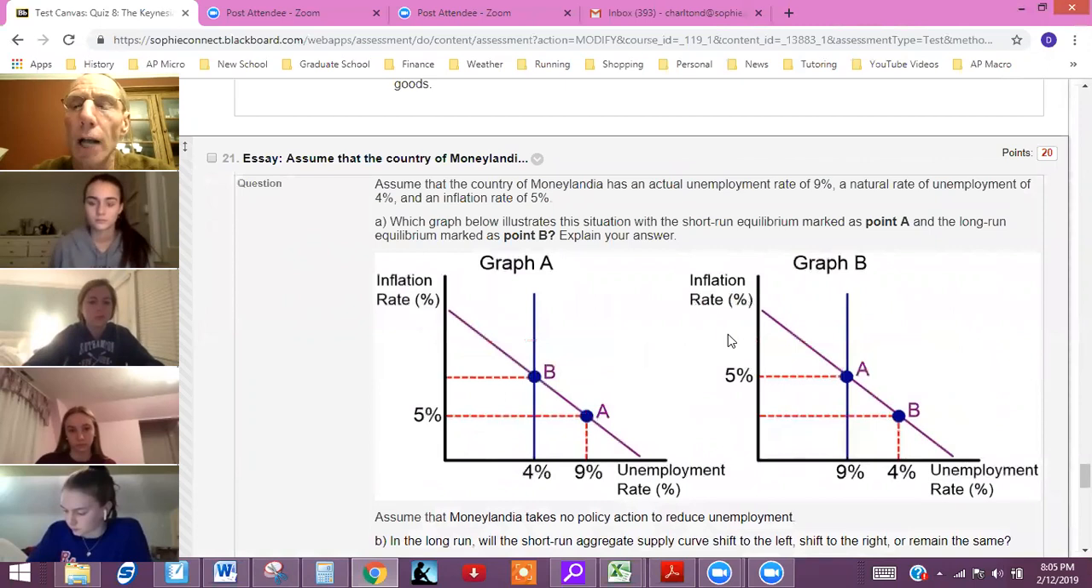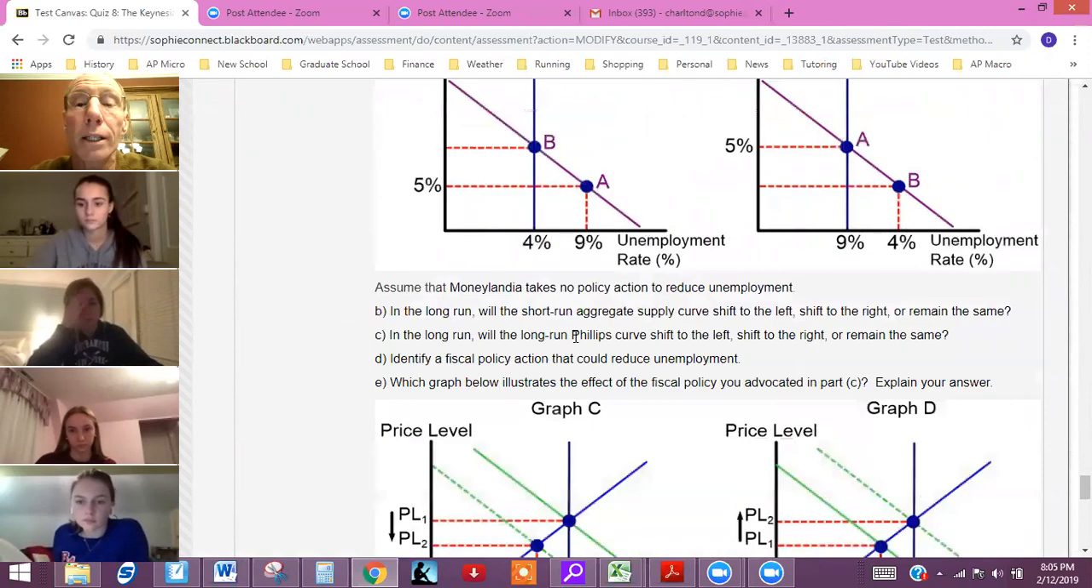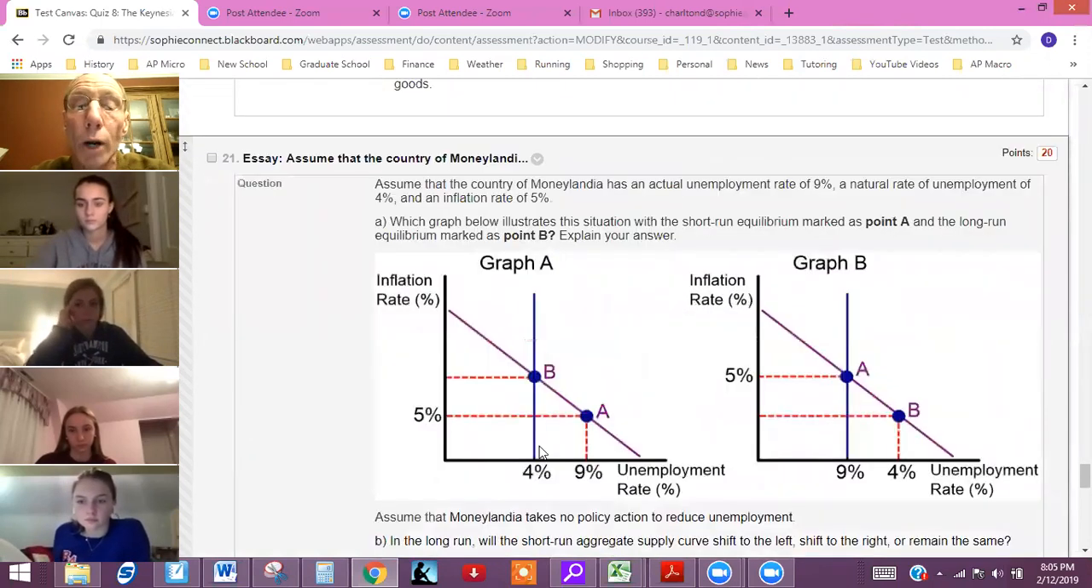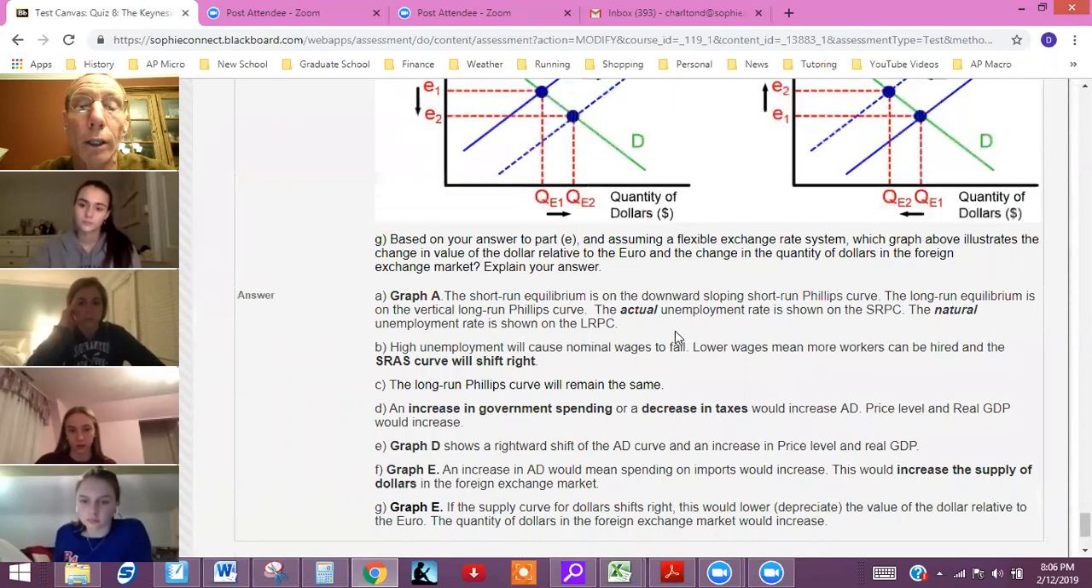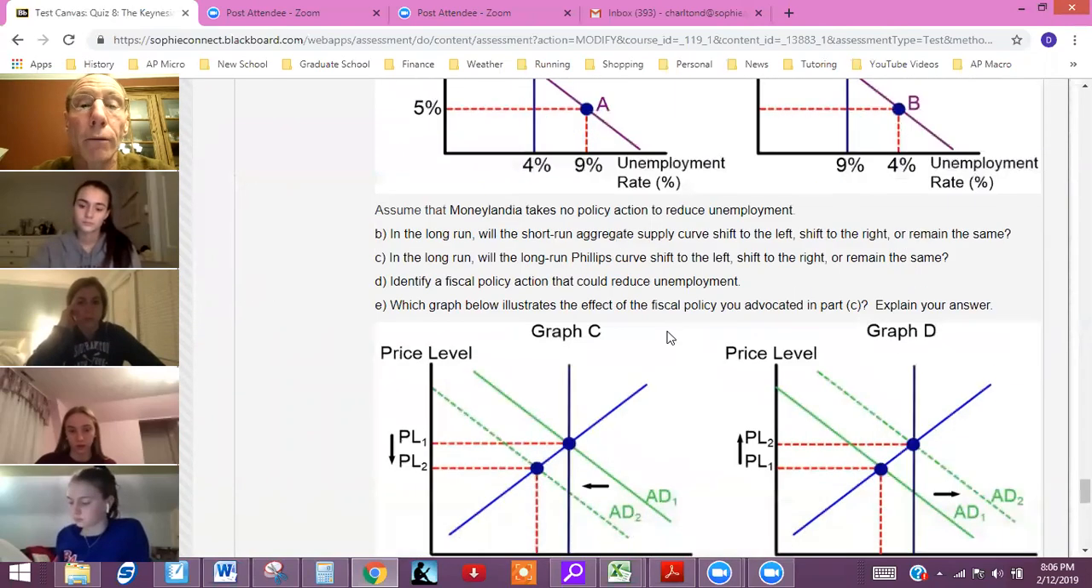This one, I think you guys got easy, right? Because we're just saying that the natural rate is 4%, and the inflation rate is 5%. So all of you knew that the natural rate is where the long run Phillips curve is. So you got graph A to start with. That was easy.